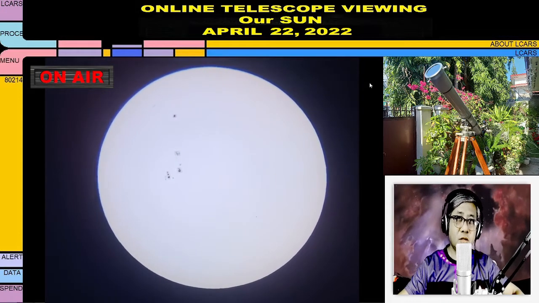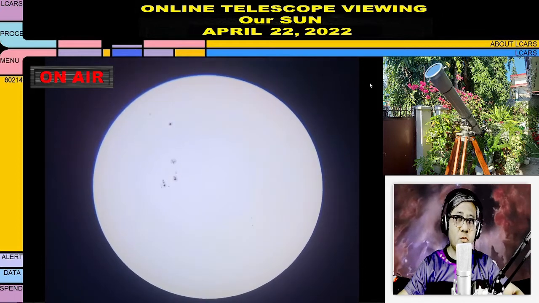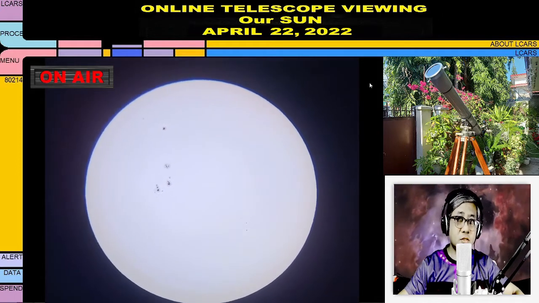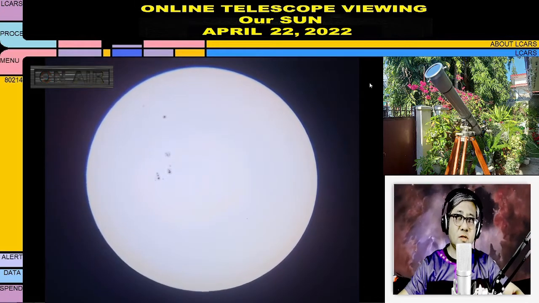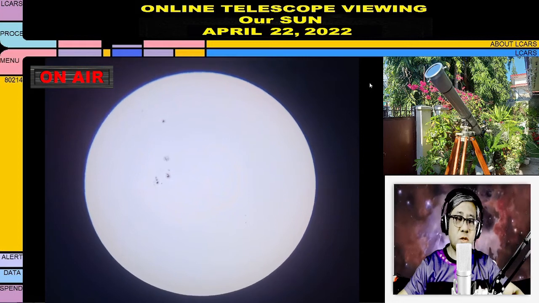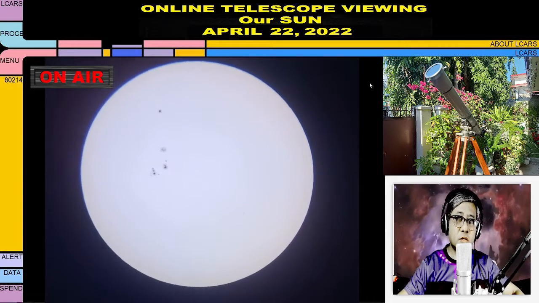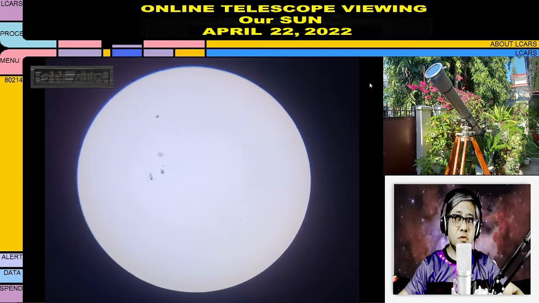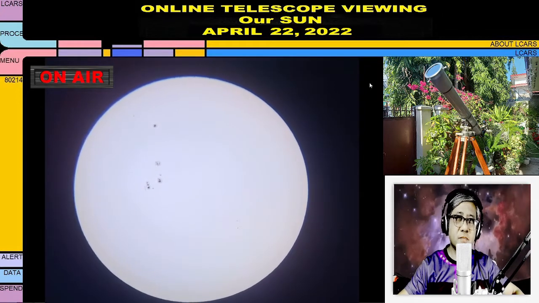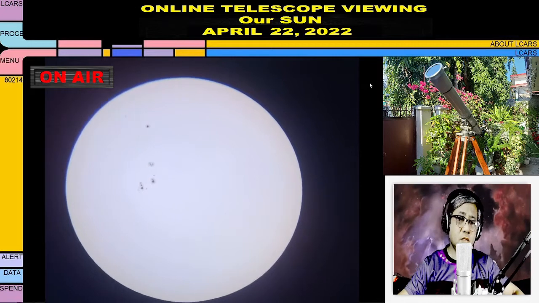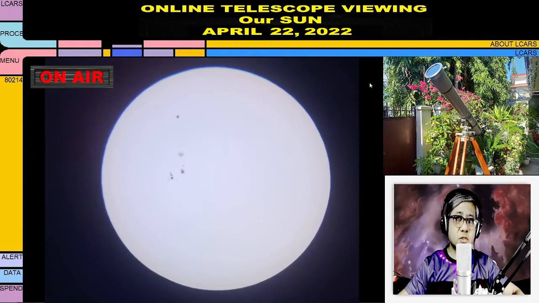And just like yesterday mga ka-spacers, my telescope is pointing at our sun. Today is April 22, 2022, and mga ka-spacers, today we celebrate Earth Day. Ayan po, so very special itong araw ngayon, April 22. Kung makikita nyo sa ating solar image, nandyan na naman po yung large group of sunspots na yan na nakakamangha talaga. So join me in the next 20 minutes as we observe the sun through the lenses of my telescope.